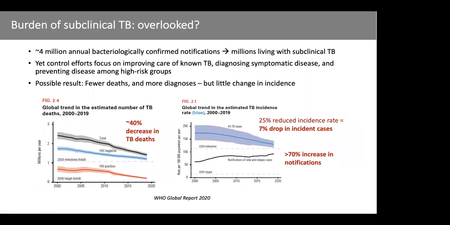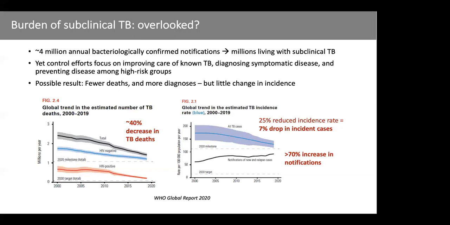So putting all of this together means that if we have about 4 million annual bacteriologically confirmed notifications of TB worldwide, there are millions of people at any given time living with what we would call subclinical TB by these definitions. But most of our efforts focus, understandably so, on what we can find. Diagnosing symptomatic disease, improving care of people who've been diagnosed, scaling up preventive therapy to high-risk groups. But what we've seen with that focus is that, as you would expect, over the past 20 years, notifications have increased a lot.